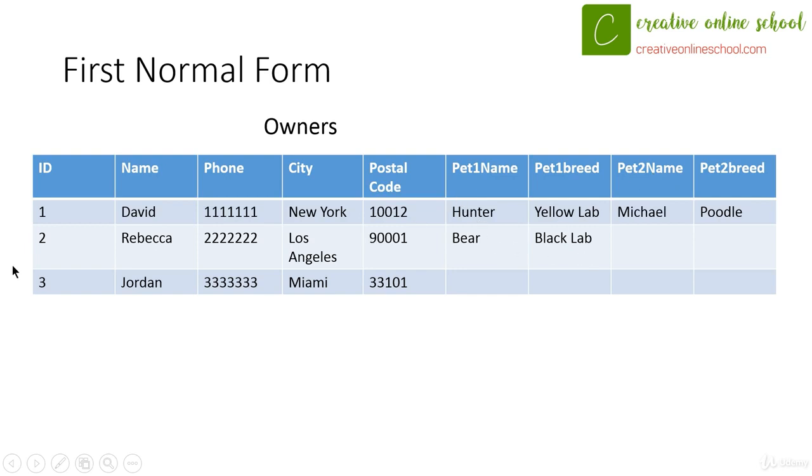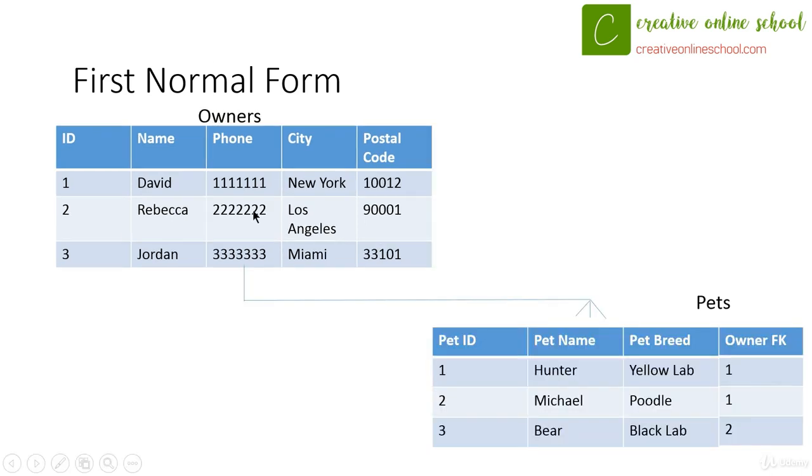So what we're going to do is apply the rule of the first normal form and split this into two tables. Once we split this into two tables, what we have is an owner's table and a pets table. We have the ID, name, phone, city, and postal code in the owners table because all of that relates to the owner. And then we have the pet ID, pet name, pet breed, and finally the owner foreign key inside of the pets table.